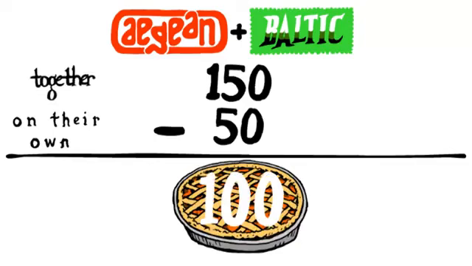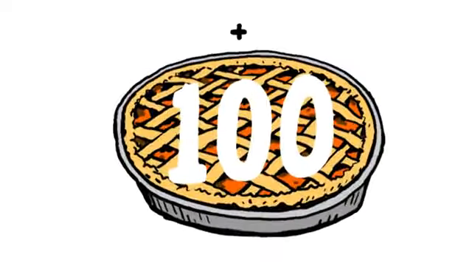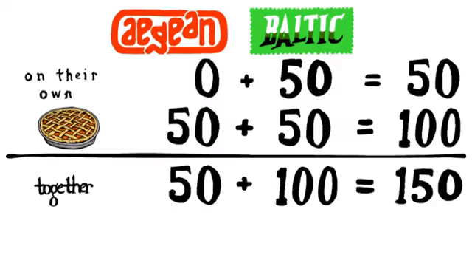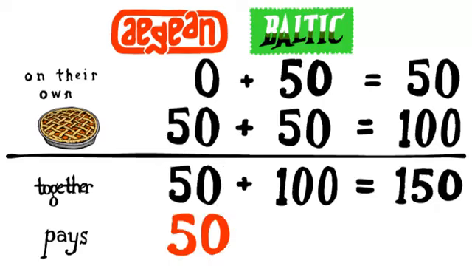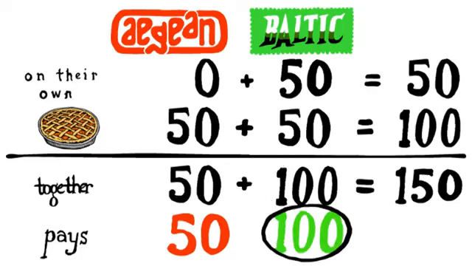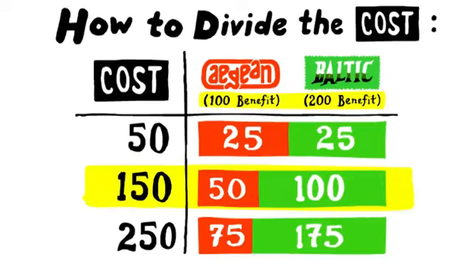To get that extra 100, Aegean needs Baltic just as much as Baltic needs Aegean. That's why, once again, I think they should split the 100 evenly. Aegean gets a net benefit of 50, which means it pays 50. And Baltic gets a net benefit of 100, which means it pays 100. It just so happens in this case that the outcome is the same as proportional cost division. But that isn't how we got there. Indeed, the case of 150 cost is the only situation where things line up that way.